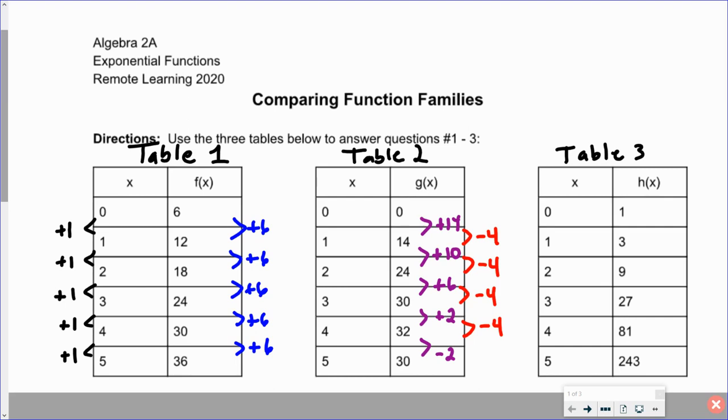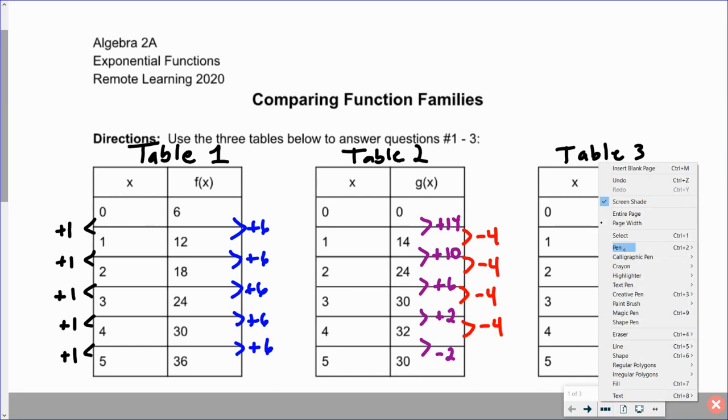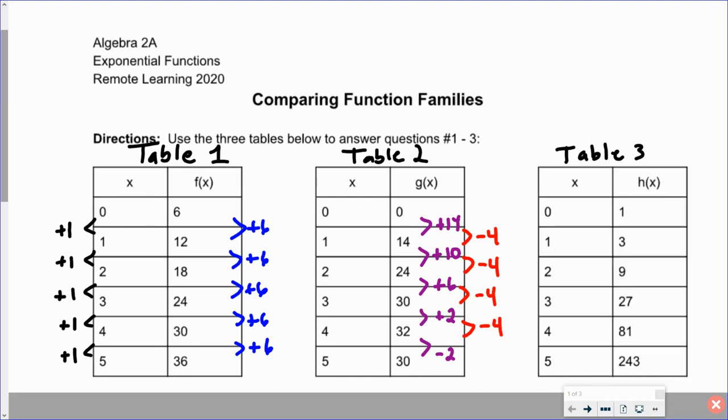So let's see if we can recognize another pattern. So grab a different color here. So it looks like to get from 1 to 3, we could either add 2 to 1 to get to 3, or we could multiply by 3. And then to get from 3 to 9, we can also multiply by 3. 9 to 27, we can multiply by 3. 27 to 81, multiply by 3 as well. And then 81 to 243, multiply by 3.